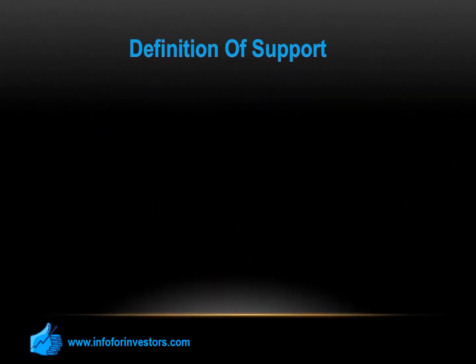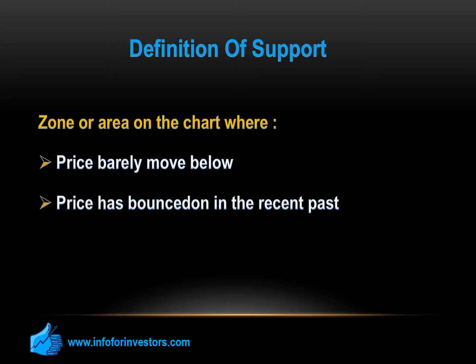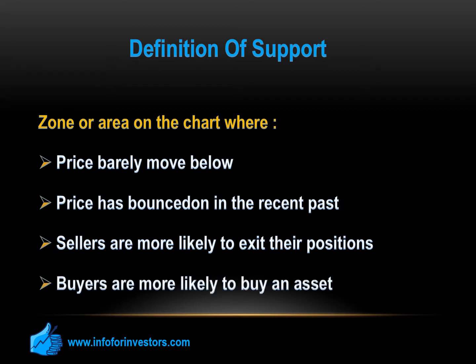Let's discuss the definition of support and resistance. What is a support? A support is a zone or area on the chart where the price of an asset finds it difficult to move below, or a line/area where the asset price has bounced on in the recent past. A support can also be referred to as a key area on the chart where buyers are more likely to buy an asset and sellers are more likely to exit their positions on the asset. When selling interest cools off and buying interest takes over, prices will take a break from their initial downward movement to form a support. What is a resistance?